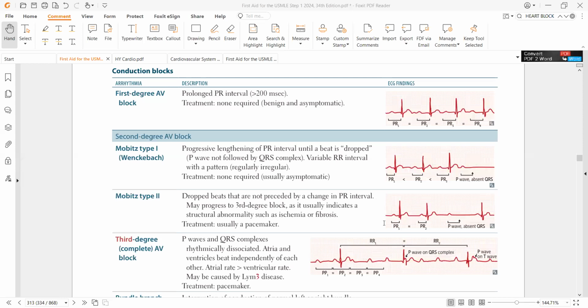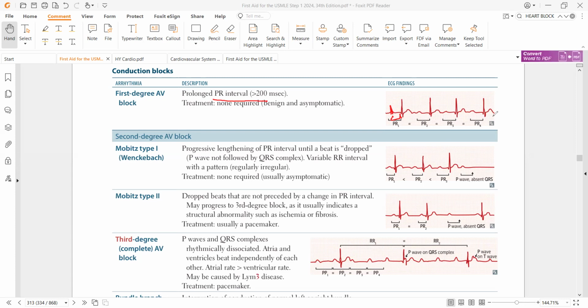Okay. So the heart block is divided into three types: first degree, second degree, third degree, right? So the first degree heart block is simply a prolonged PR interval, right? So this is the P wave, this is the PR interval. It is almost more than one large box, right? So this is again an enlarged PR interval, an enlarged PR interval.